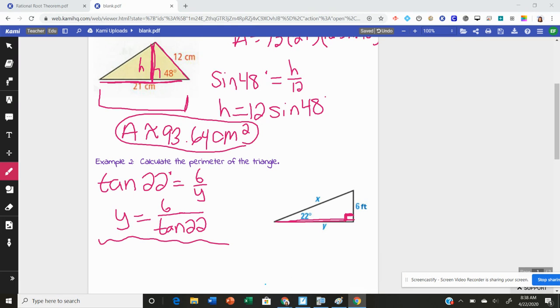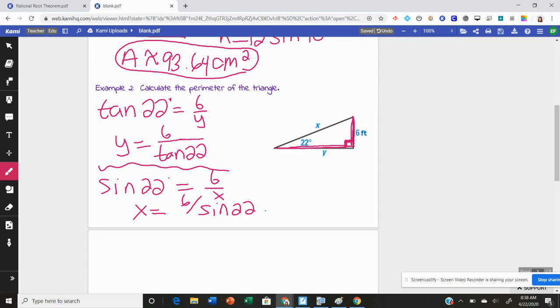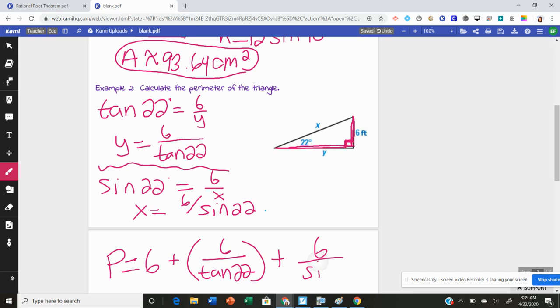If I look to solve for x next, I'm going to base it off of what I have just in case I made a mistake on y. So that means I'm going to be looking at a sine ratio, again, of the 22 degrees. Sine is going to be opposite over hypotenuse. So that means our hypotenuse is going to be 6 divided by the sine of 22. So if I'm going to try to find my perimeter now, the perimeter is going to be equal to 6, because that's what we were given, plus the 6 over tangent of 22, plus the 6 over sine of 22.